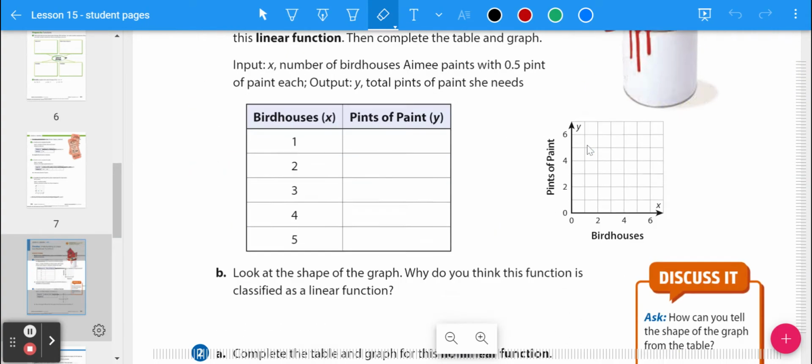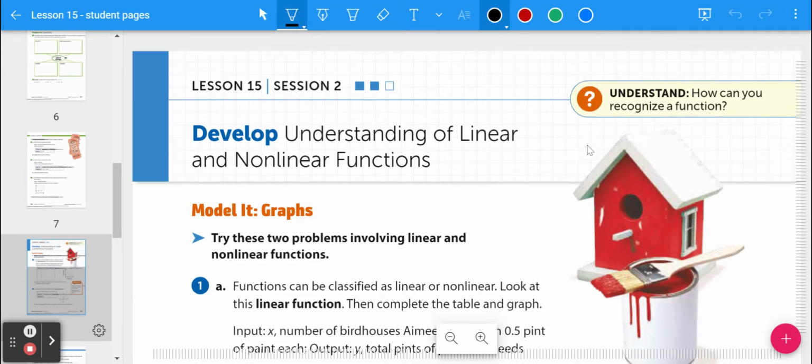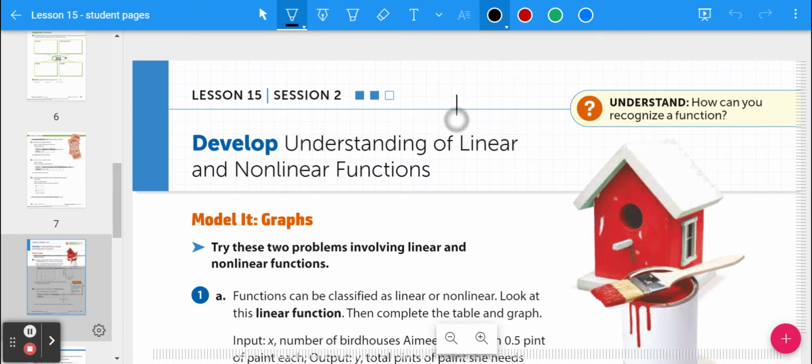So if you could turn to page, what is this? 353. So page 353, you'll find this at the top. Page 353 in your book. Our goal for today is to develop an understanding of linear and nonlinear functions.